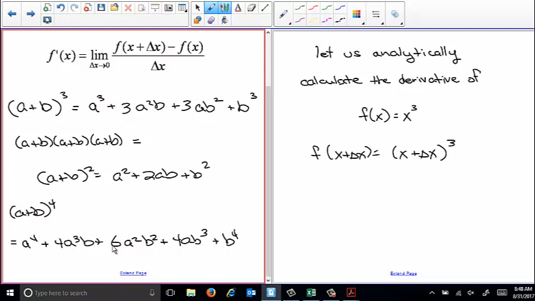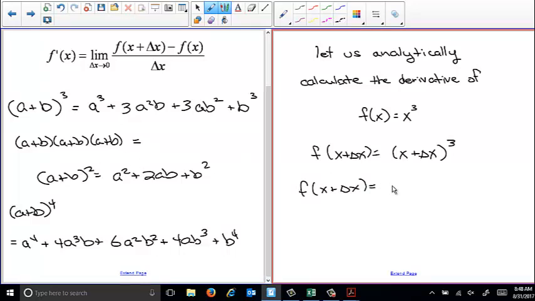We could multiply it out and do it the long way, but I'm going to use my knowledge of what it should be. All we're doing is using FOIL. So the answer is x cubed plus 3 times x squared times delta x plus 3 times x times delta x quantity squared plus delta x quantity cubed. That's what you get if you multiply out x plus delta x cubed.